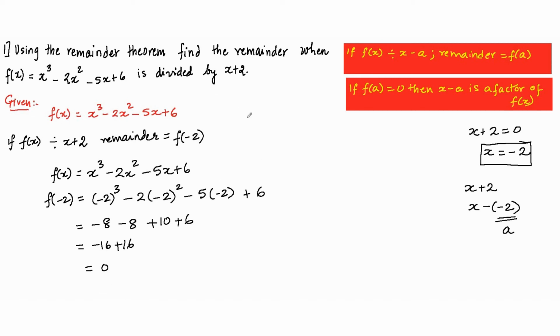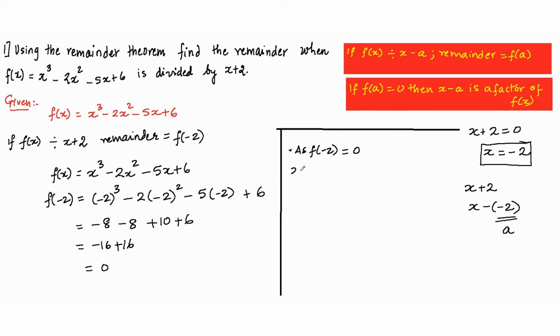Now this is where the answer definitely ends. However, what I can do is make some conclusions based on the results that I have received so far. Of course, these conclusions will not be useful in this particular problem, but because we are solving problems based on factor theorem, I just wanted to make the conclusion. As f of minus 2 is 0, I can conclude that x plus 2 is a factor of the given polynomial. So therefore I can say that x plus 2 is a factor of f of x.